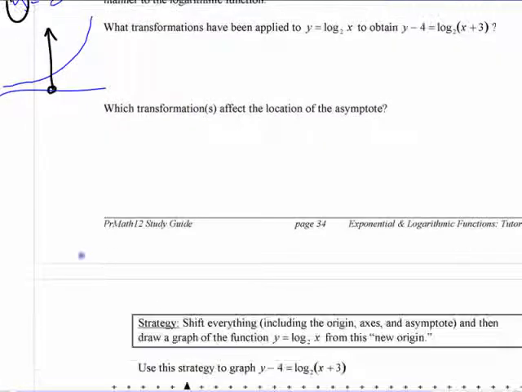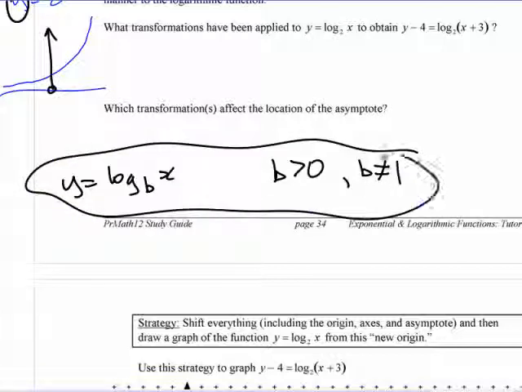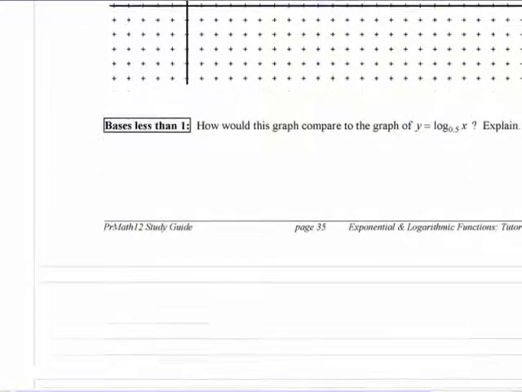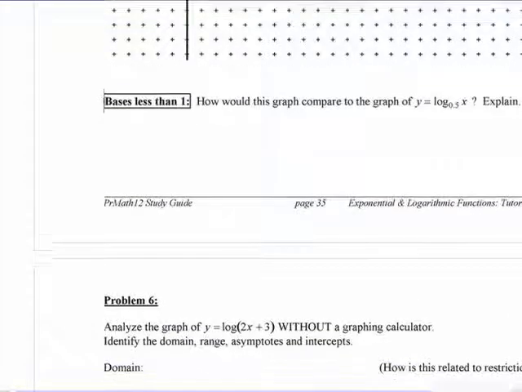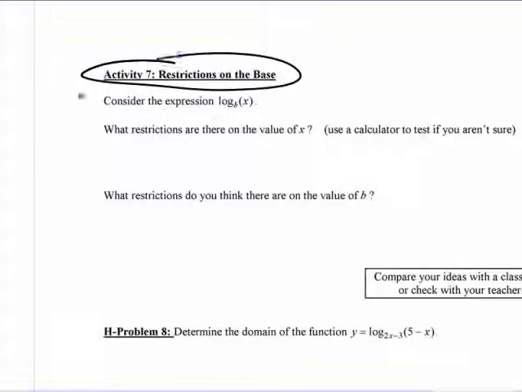The thing I was talking about with the base was, if we say log base b of x, b has to be greater than 0 and b cannot be equal to 1. This is important to know. The base can't be negative, it has to be positive other than 1. I think I have that in here somewhere, but I can't remember. Restrictions on the base. There is a question that asks you to look at that.